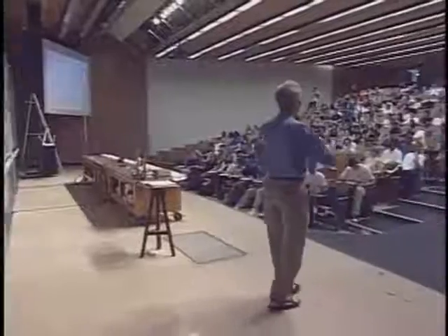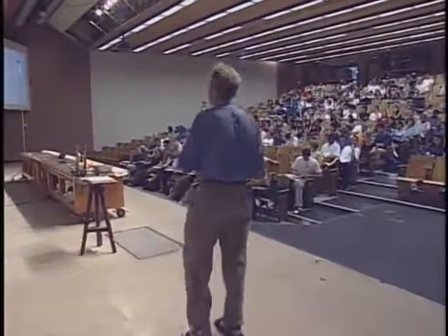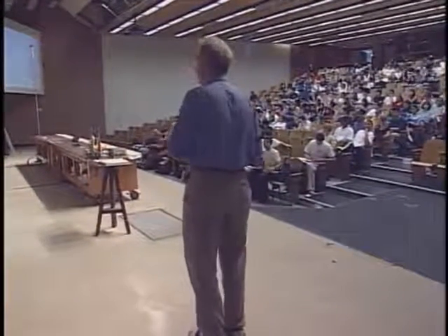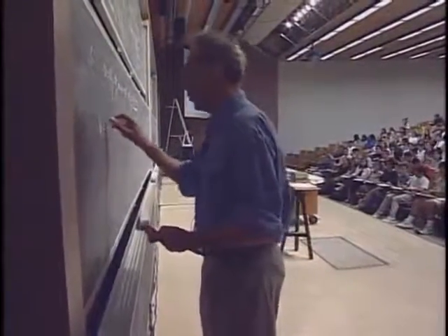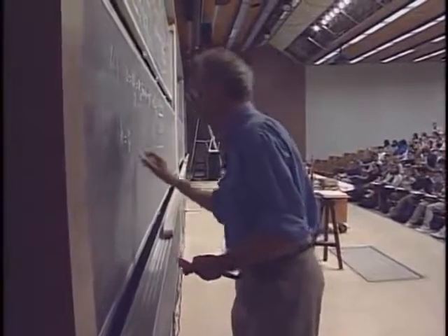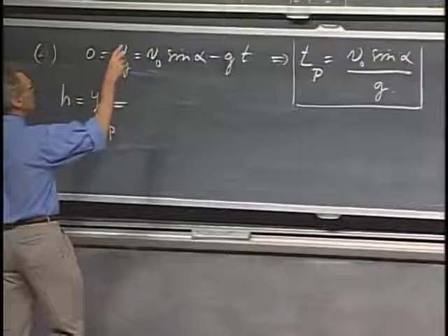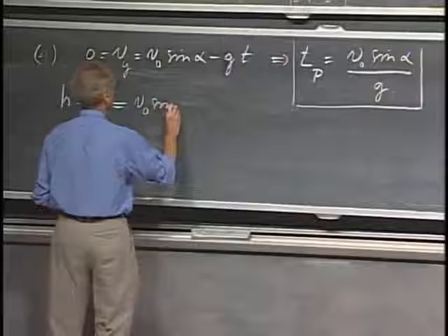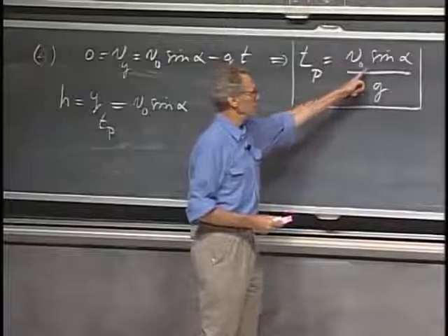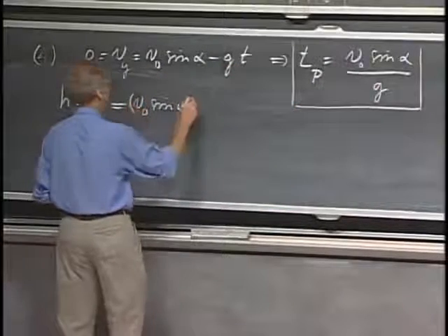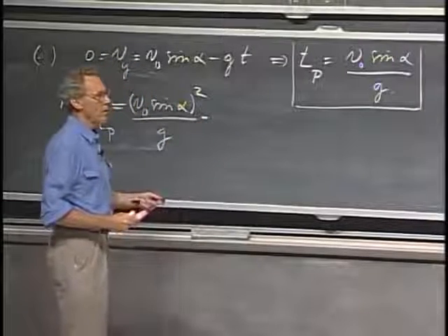Where is it then? What is the highest point above the ground? Well, now you have to go to equation number 3, and you have to substitute this time in there. So that highest point h, which is y at the time t of P, equals v0y t, that is v0 times the sine of alpha, but I have to multiply it by this time. And so I get another v0 sine alpha, and I get a g here, minus 1/2 g t squared.